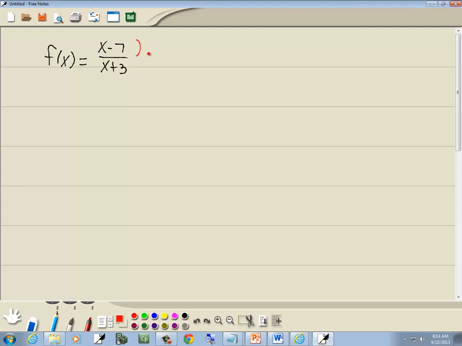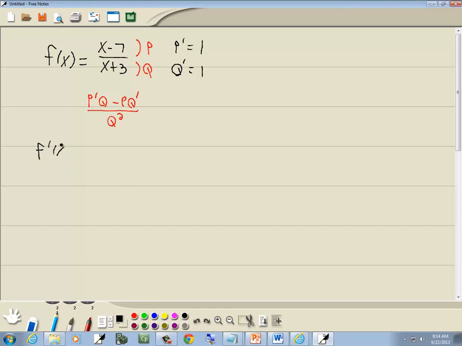So the top part I'll label as p, the bottom part I'll label as q. Now we need to find p prime. Well, the derivative of x minus 7 is 1, and we need to find q prime. The derivative of x plus 3 is 1. Now our formula for the quotient rule is p prime q minus p q prime all over q squared.